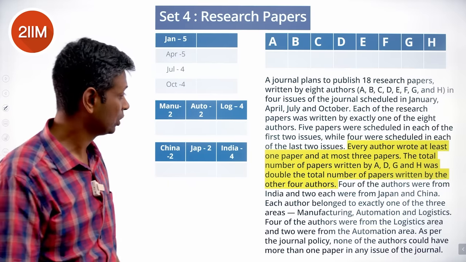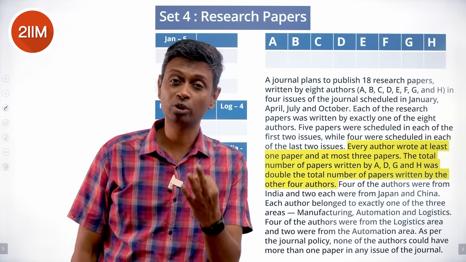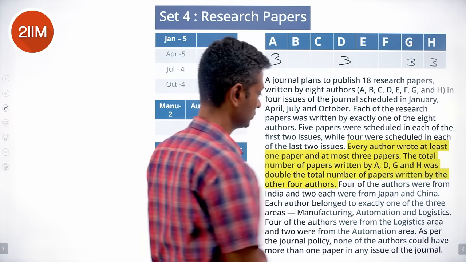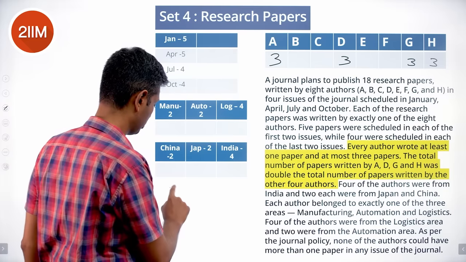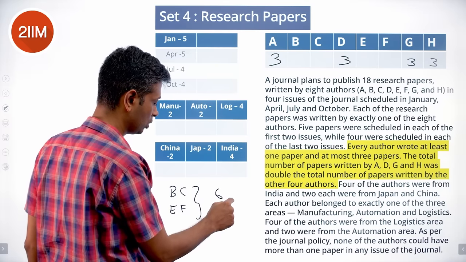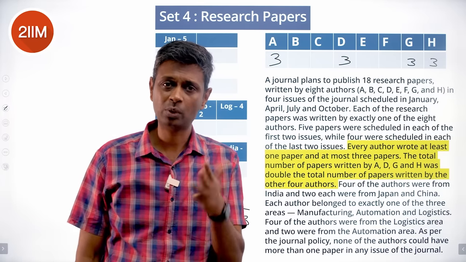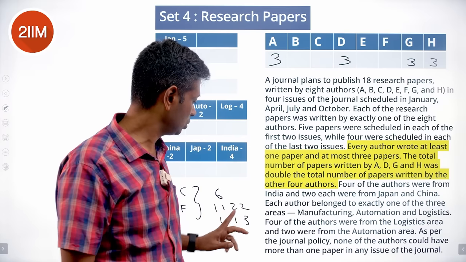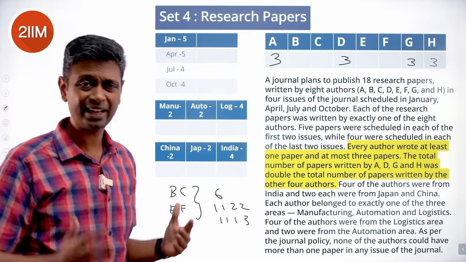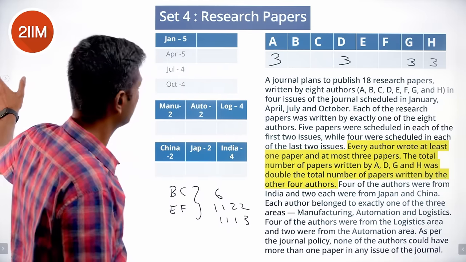The first inference that we could draw was A, D, G, and H together contribute 12 articles or 12 papers. So nobody can do more than 3. So A, D, G, H account for 3, 3, 3, 3. The other 4 should add up to 6. So B, C, E, F together is 6. So it is either 1, 1, 2, 2 or 1, 1, 1, 3. One of these combinations. Each of them should have at least 1. 1, 1, 1, 1 adds up to 4. The 2 extra could be either 2, 2 or also to the same guy, 1, 1, 1, 3. But this, the 12 is 3, 3, 3, 3, that life makes simpler for us. So 3, 3, 3, 3 for A, D, G and H. Brilliant. Now let's build on this.